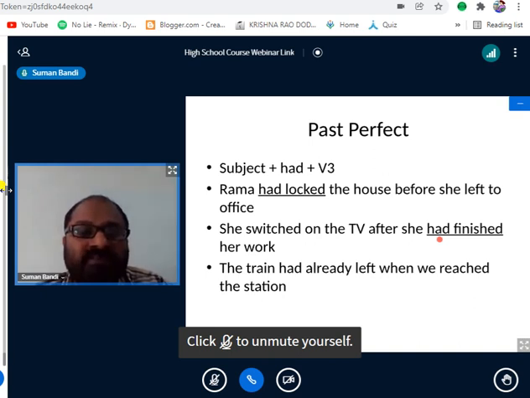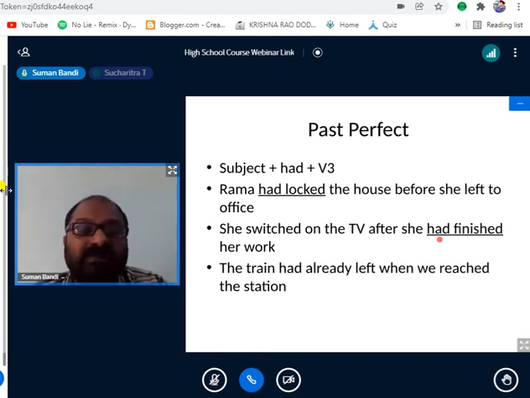Now before and after usually are used in past perfect because you are comparing two past actions at different times, but both of them are opposite in meaning. Every past and past perfect can be expressed using both, but remember the order of the events will change. So if I have to say the first sentence using after, many people get confused here. Many teachers have confusion here.